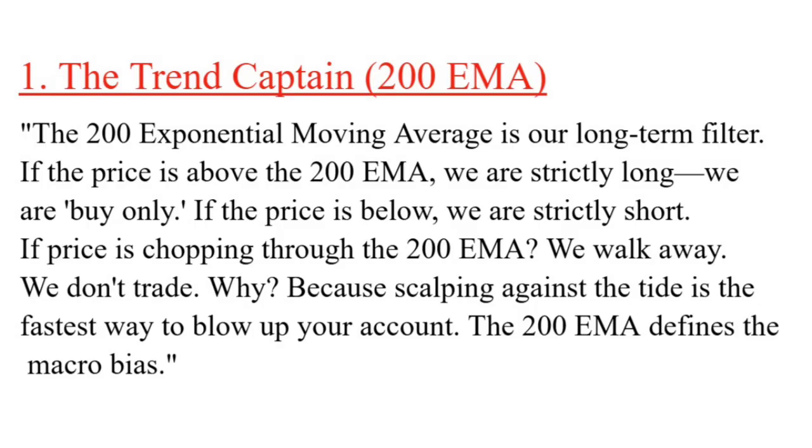1. The trend captain, 200 EMA. The 200 exponential moving average is our long-term filter. If the price is above the 200 EMA, we are strictly long. We are buy only. If the price is below, we are strictly short. If price is chopping through the 200 EMA, we walk away. We don't trade. Why? Because scalping against the tide is the fastest way to blow up your account. The 200 EMA defines the macro bias.